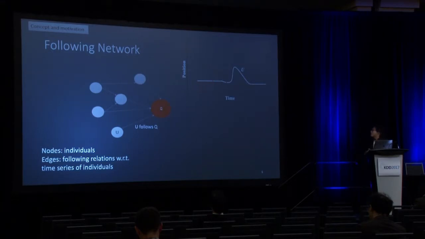First of all, let me introduce the concept of the following network. Suppose we have two toy time series like this, Q and U. Q creates some pattern, and then U follows the same pattern with some time delay. The following network is this. The nodes in the following network are defined as individuals, and S is a following relation. If U follows Q, we have an S from U to Q.